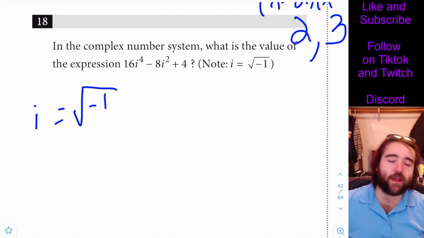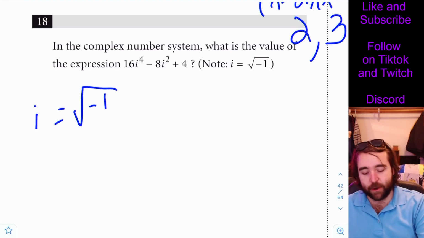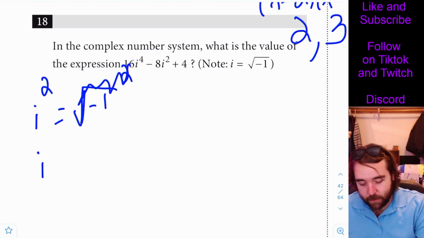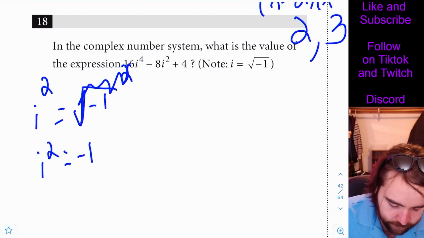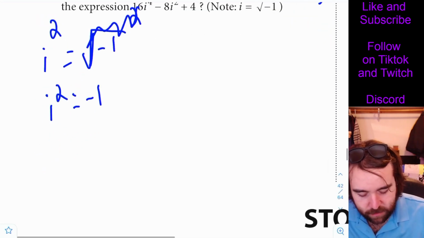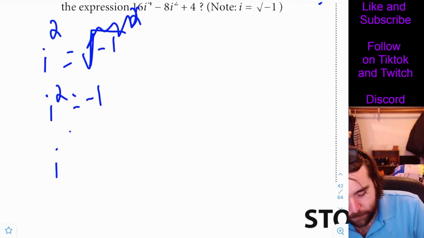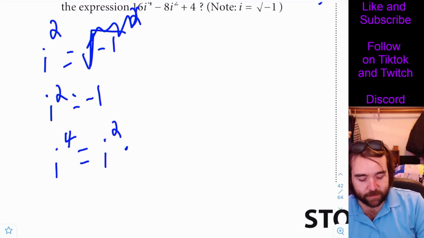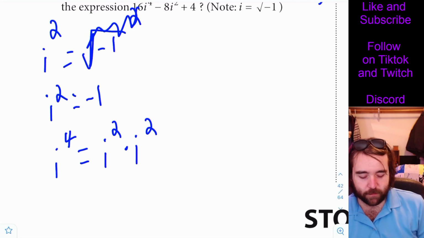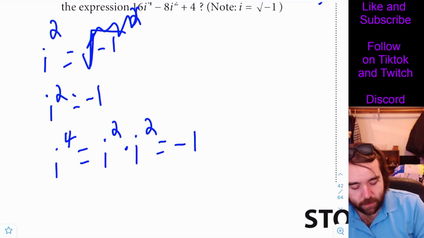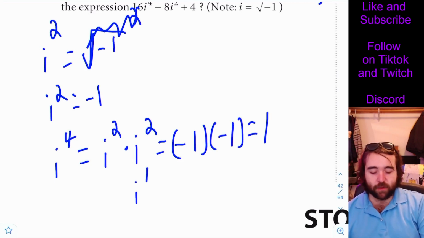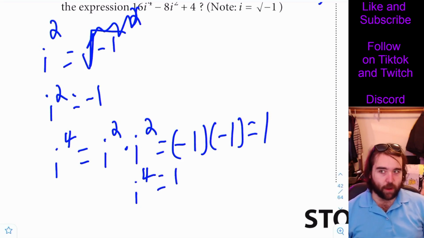So i is the square root of negative 1, right? So then what is i squared? Well, if we square a square root, they cancel out. So i squared is negative 1. But they also want us to do i to the fourth. Isn't i to the fourth the same as i squared times i squared? And what is i squared? Negative 1. So what's negative 1 times negative 1? Positive 1. So i to the fourth is positive 1.